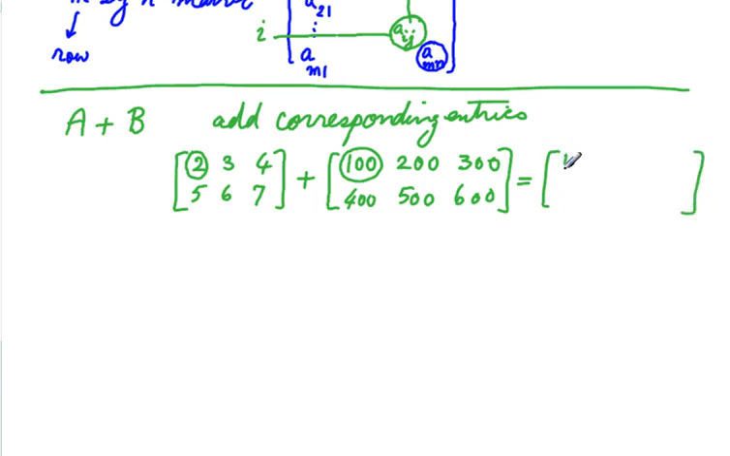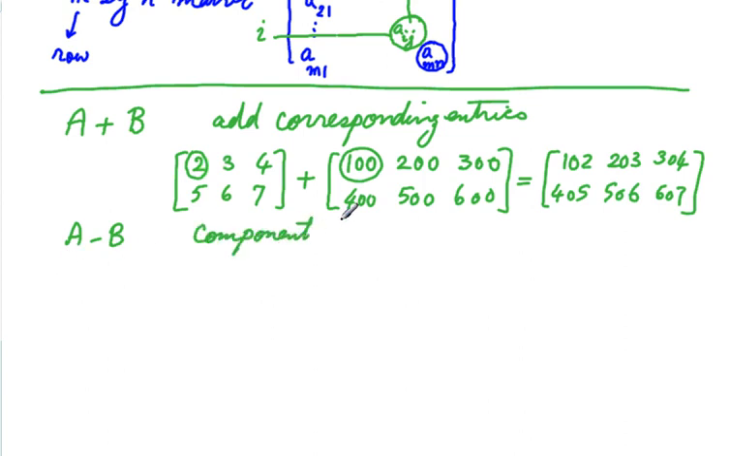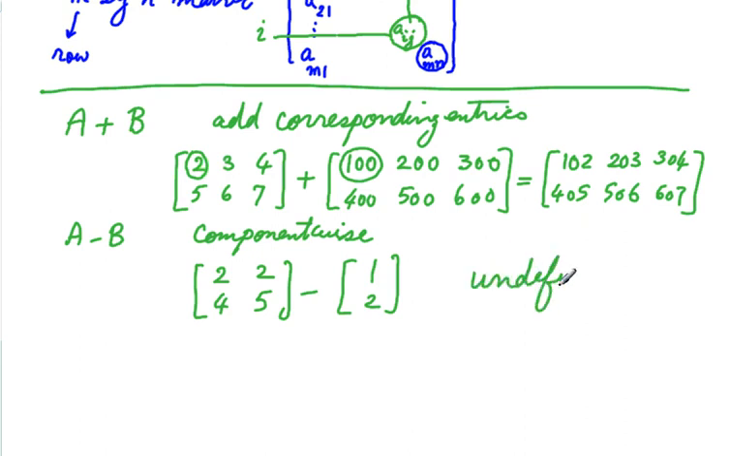So what am I going to have here? 102, 203, 304, and so on. Same story with subtraction. And this is also component-wise. Now, if I had a situation like 2, 3, 4, 5 minus 1, 2, what do I do then? This is undefined, truly undefined.